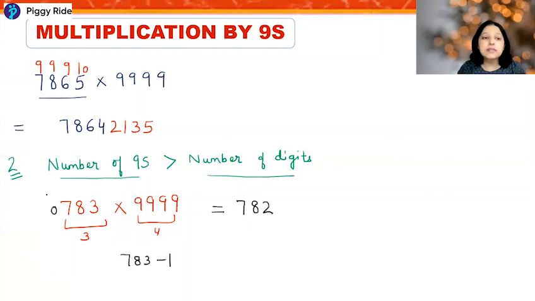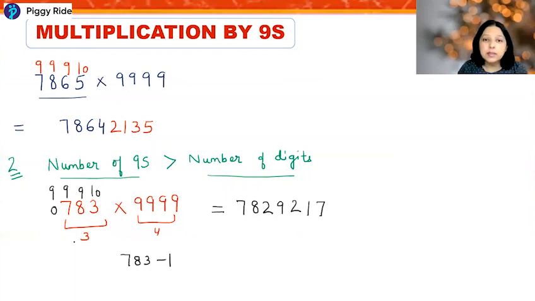And then after this, 999 and 10. So 9, 9, 9 and the last number subtracted from 10. So the first part is 782, then it is 9, 2, 9 minus 8, 1 and 10 minus 3 is 7. So 7829217 is our answer. So only one extra step we have to do here, that we have to put one extra 0 in the beginning.